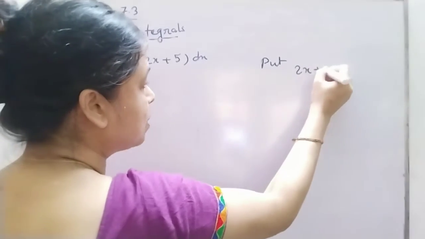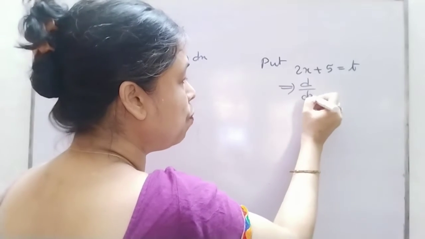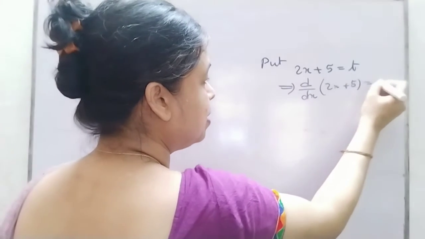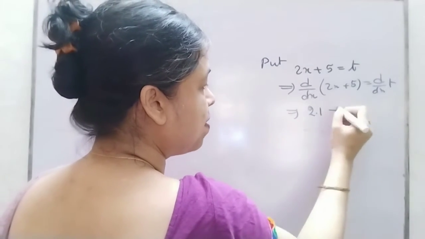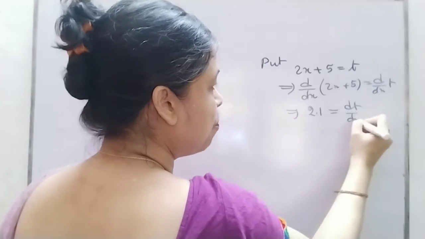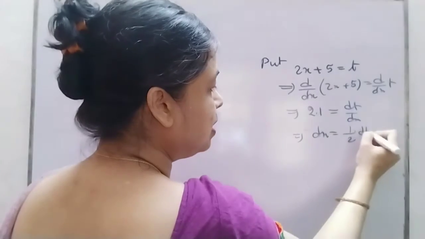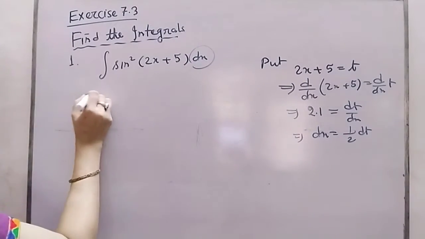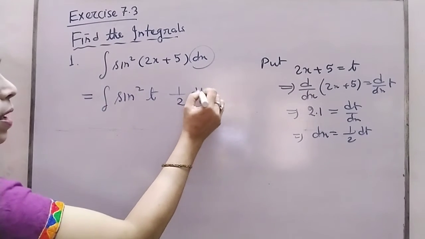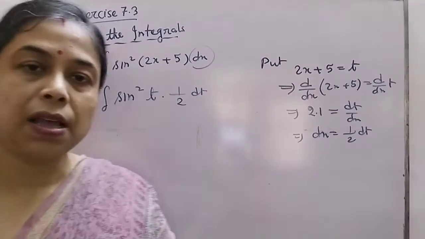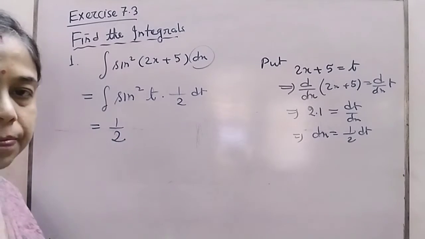First put twice x plus 5 equal to another variable t, so that it converts to the standard known formula. Taking derivative, 2 times d/dx of x is 1, and on the right side we have dt/dx. So bring it to the left side: dx equals half of dt. Use the substitution here. It becomes sine square t, and this is equal to half of dt. This half is a constant multiplied with sine square t, so the constant is not affected; bring it outside.